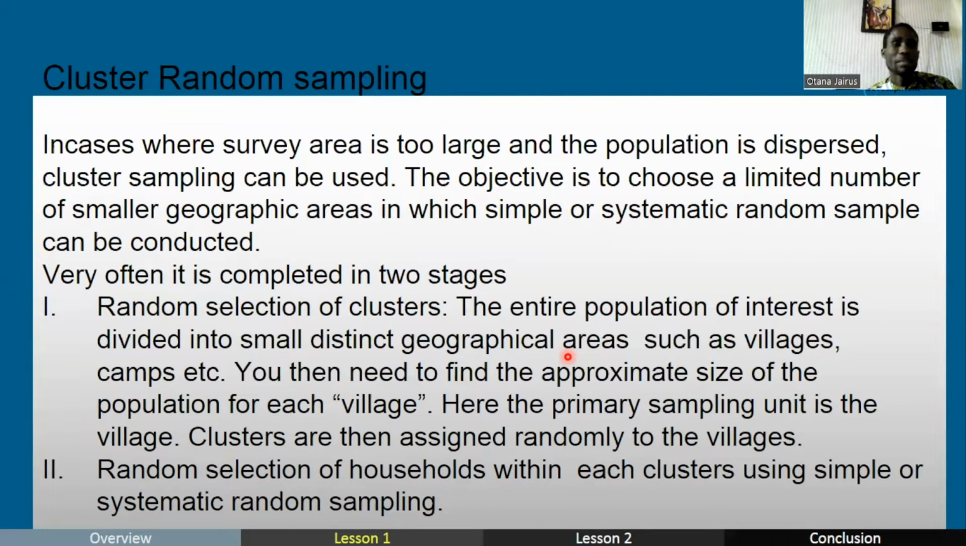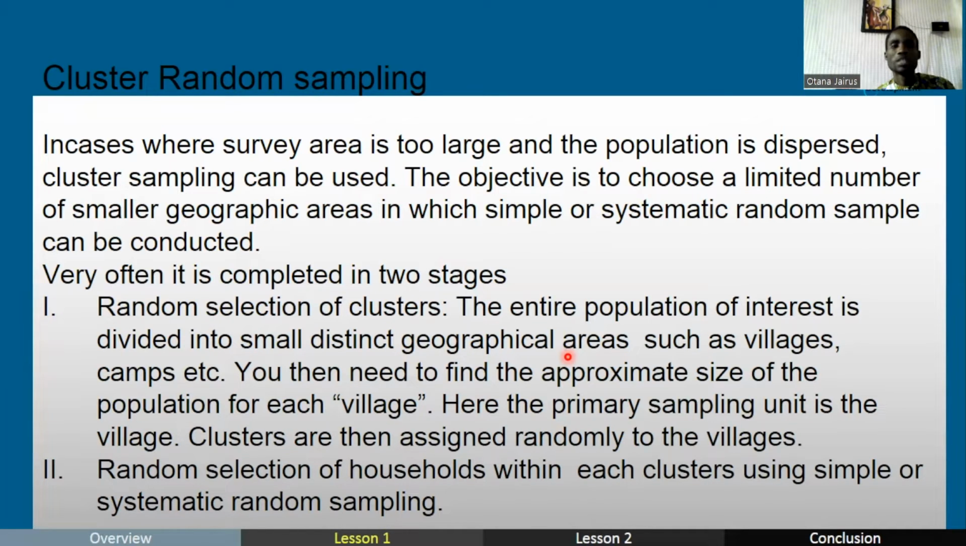Another random sampling technique that most researchers use is called cluster sampling. In cases where a survey area is too large and the population is dispersed, some will consider using cluster random sampling. The objective is to choose a limited number of smaller geographical areas in which a simple or systematic random sample can be conducted. Very often it is completed in two stages.